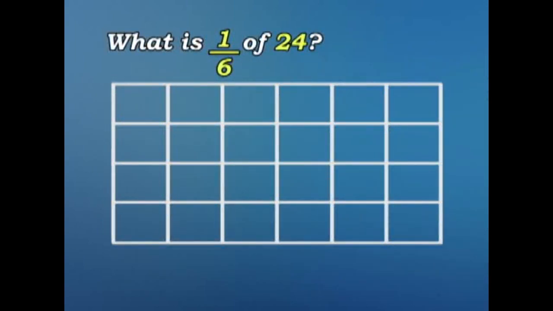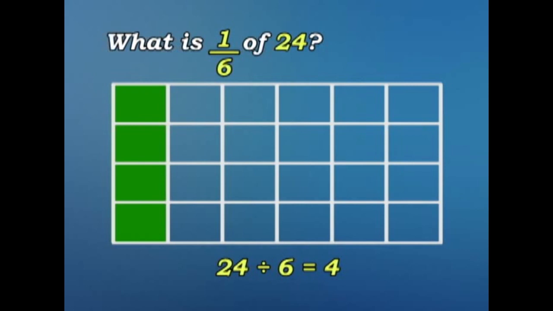Look at the last one. What is 1/6 of 24? What is 24 divided by 6? 6 fours are 24. So 1/6 is the same as 4 boxes. Colour 4 boxes. Now you've coloured 1/6. You've coloured 4 out of 24 boxes.